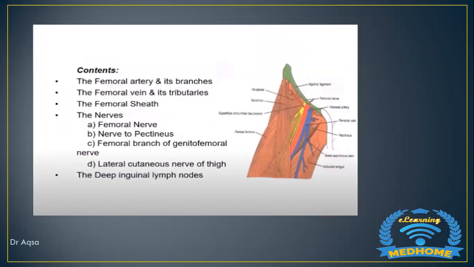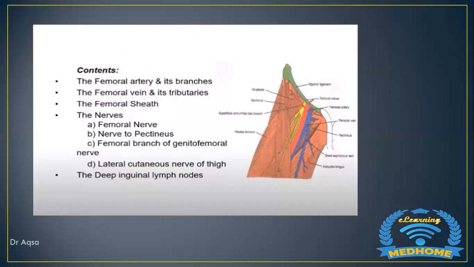Now, what are the contents of the femoral triangle? So the femoral triangle contains the femoral artery and its branches, the femoral vein and its tributaries, the femoral sheath and the nerves. What are the nerves included in it? We have the femoral nerve, the femoral branch of the genitofemoral nerve, the nerve to pectineus muscle, the lateral cutaneous nerve of the thigh, and the lymph nodes, the deep inguinal lymph nodes. These are all the contents of the femoral triangle.